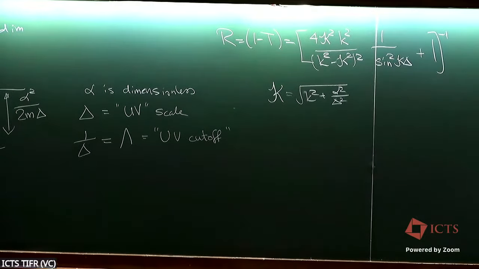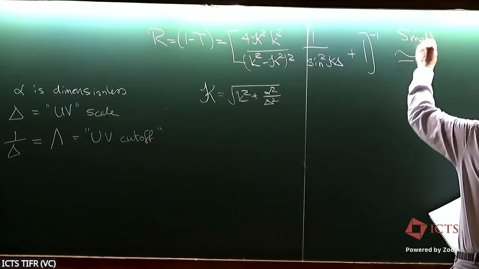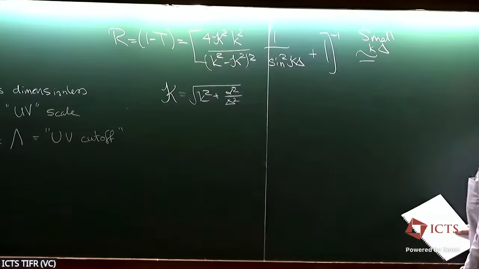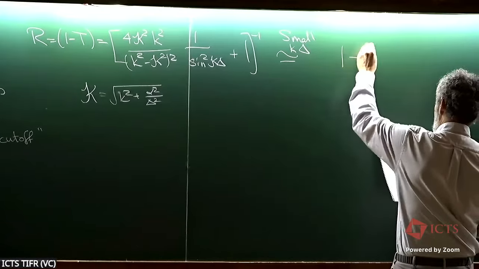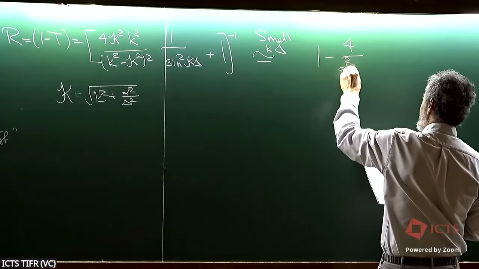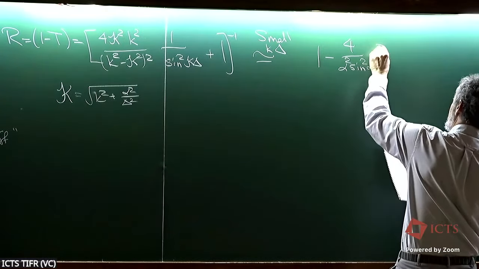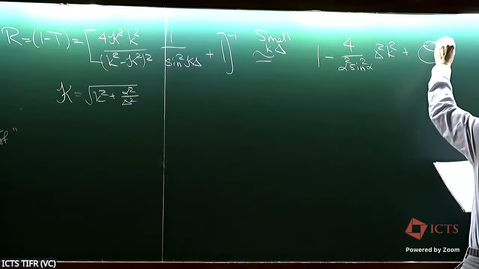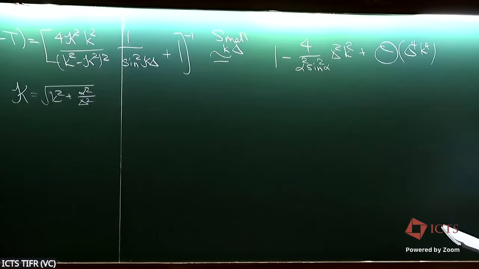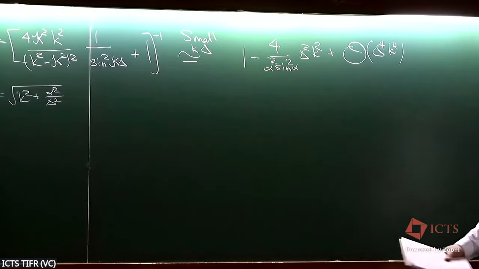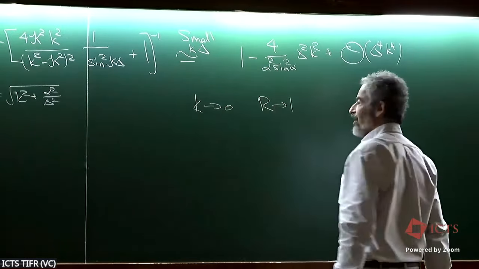And if I expand for small delta, all k times delta, so low momentum, this is about equal to 1 minus 4 over alpha squared sine squared alpha times delta squared k squared, plus order delta fourth k fourth. And so one thing that you immediately see is that as k goes to 0, r goes to 1. Complete reflection.